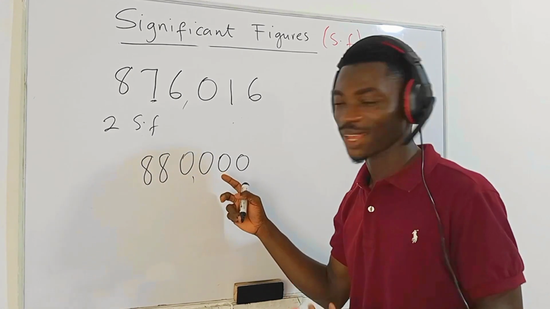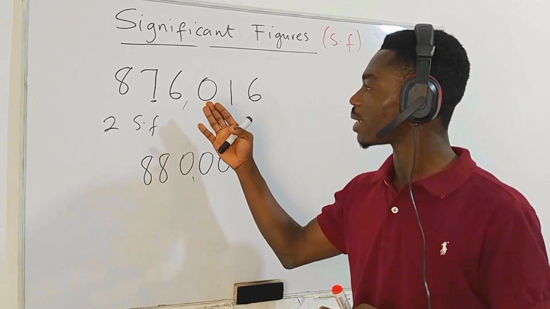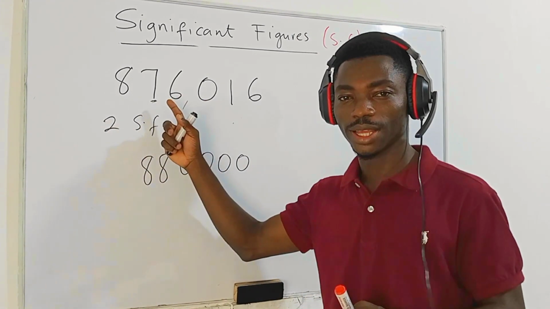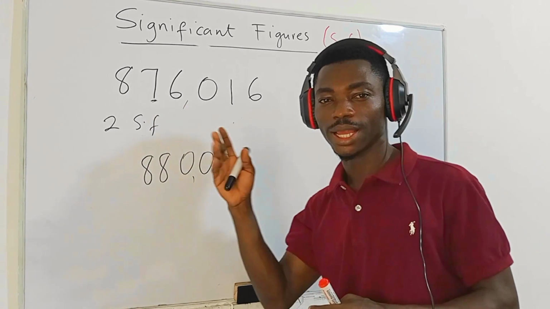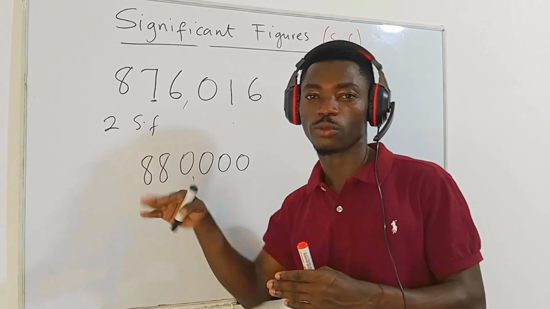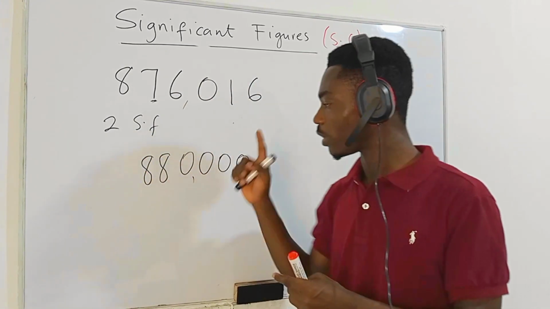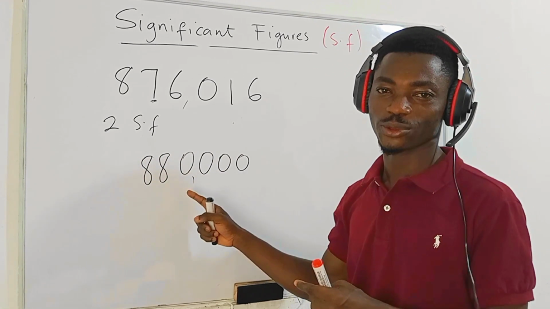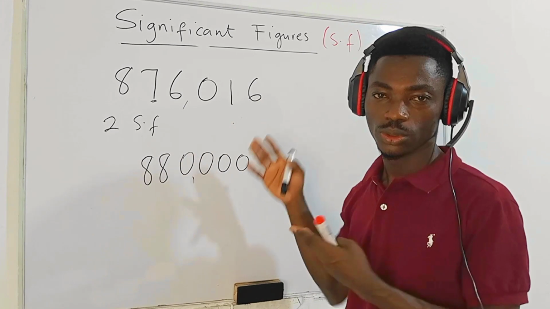Now, the key thing you have to note here is that when it comes to whole numbers, after identifying your significant figures, you have to change the remaining digits to zeros. Unlike decimal numbers, where we forget about all the numbers after identifying the significant figures, with whole numbers you have to change all the remaining digits to zeros.